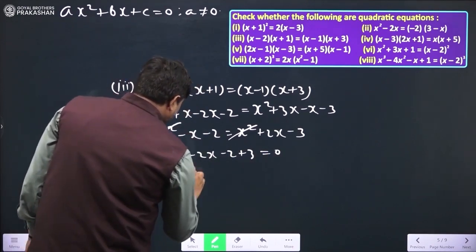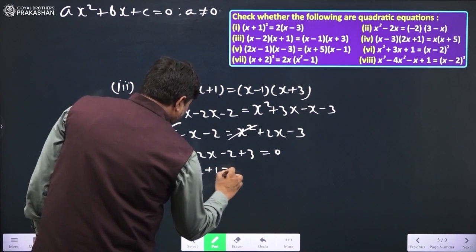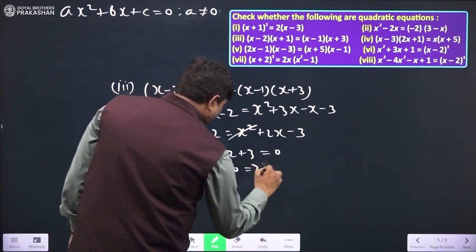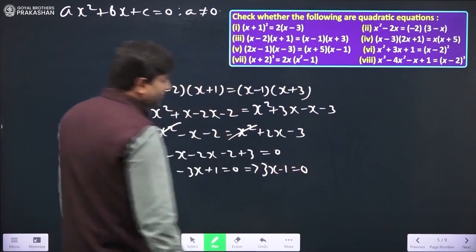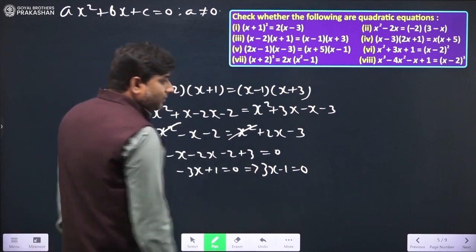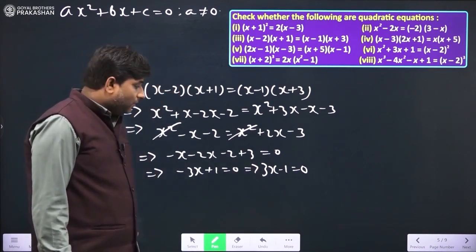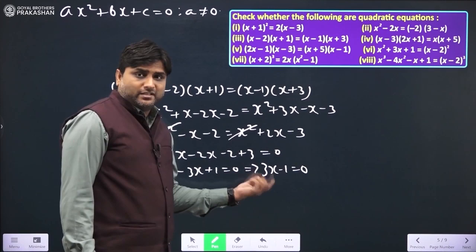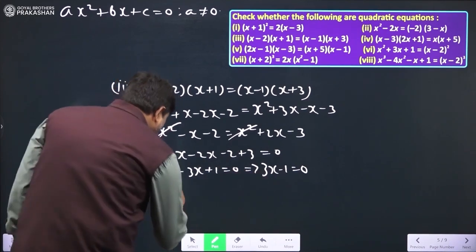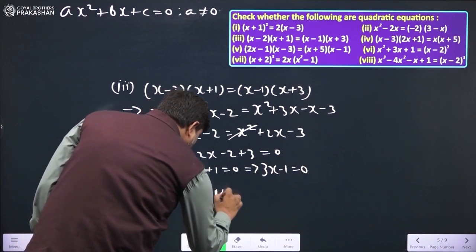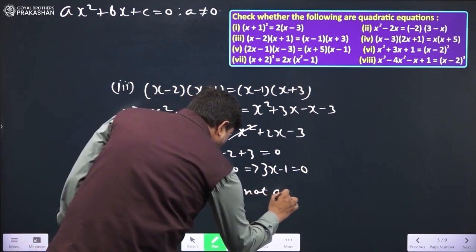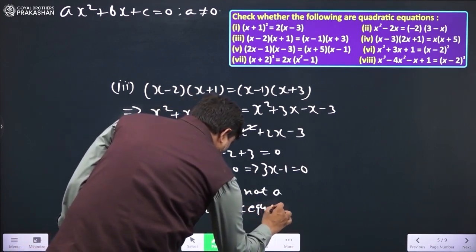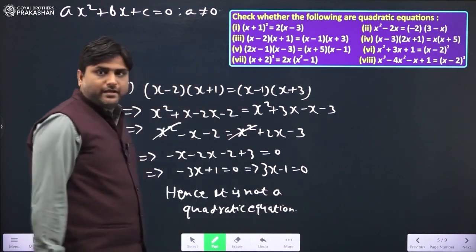So simplified form of this equation is minus 3x plus 1 equal to 0, or we can write it as 3x minus 1 equal to 0. But we can see that this is not in the form of ax square plus bx plus c, because coefficient of x square is not there. So basically this is an example of linear equation, 3x minus 1. It is a linear equation. Hence it is not a quadratic equation.